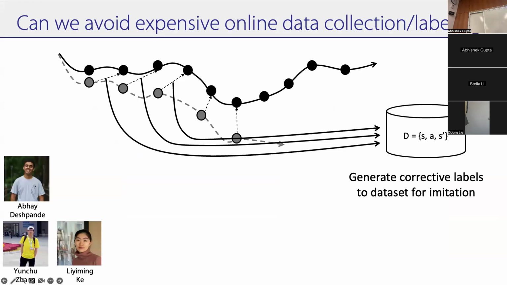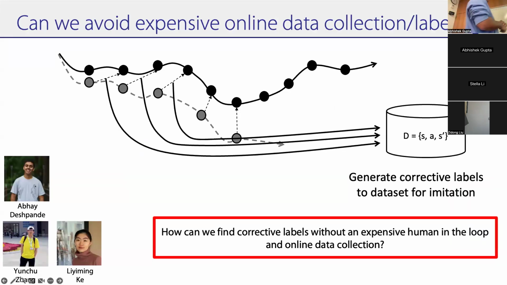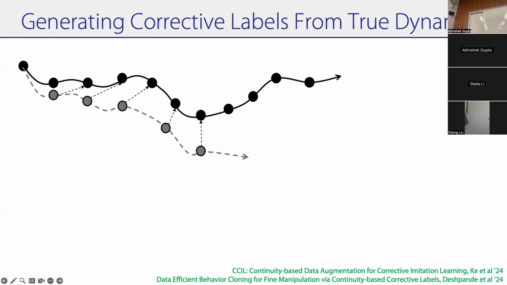Does that make sense? You don't want to assume extra things about your environment or put more burden on the human. So their question was, how do we find corrective labels for imitation learning without requiring humans in the loop, or without requiring them to deal with noise in these kinds of precision applications? Their idea here was super easy. It was basically saying that if you knew the dynamics of your environment, right?